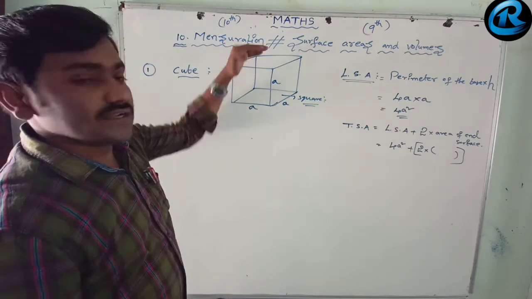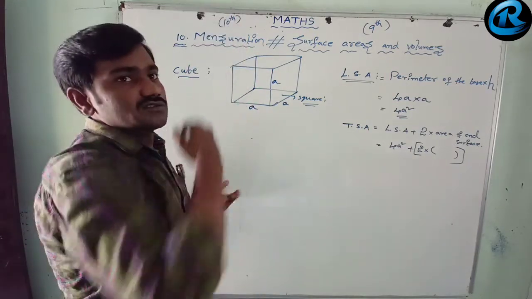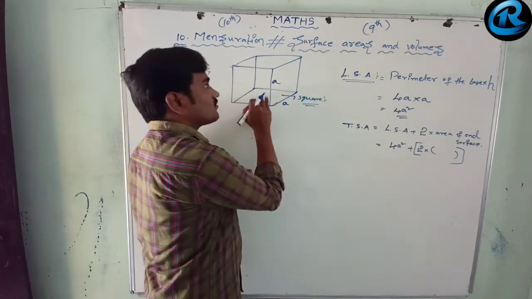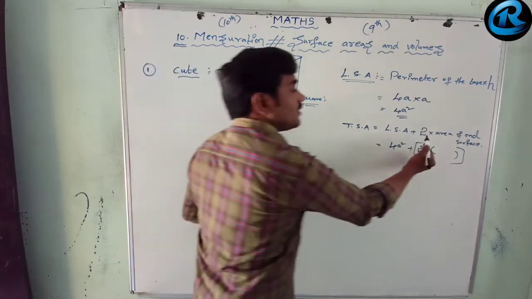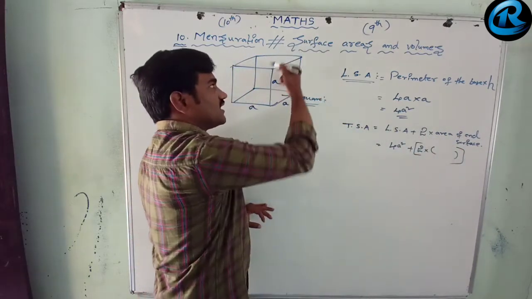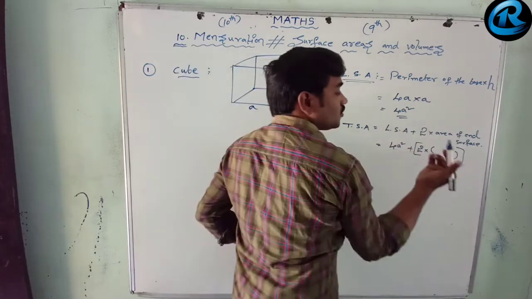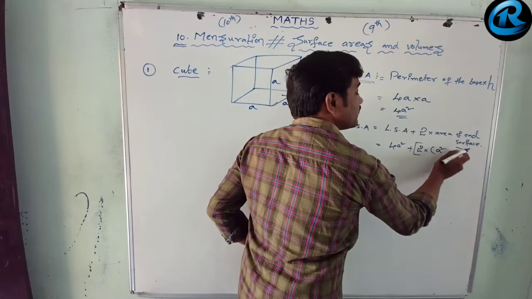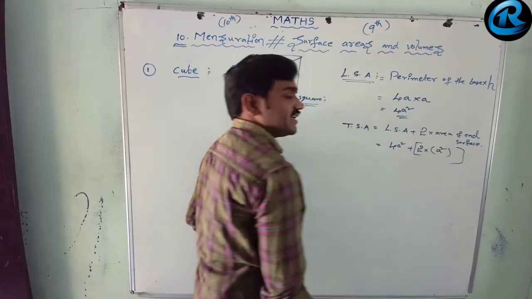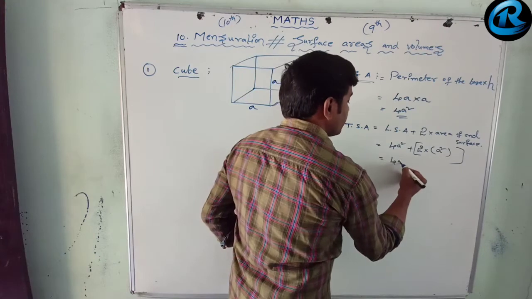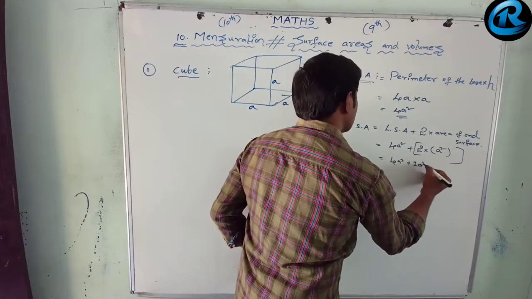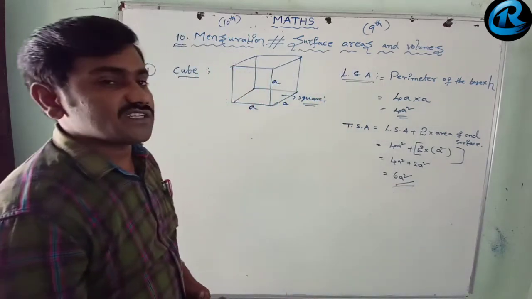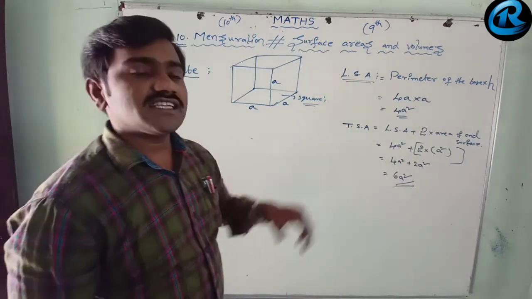The end areas, the top and the bottom, are both in the square shape. That's why I have taken 2 into the end surface area. The area of a square is side into side, that is a into a, which is a square. So we write 4a square plus 2 into a square, that is 2a square, which equals 6a square. And this is the formula of the total surface area of the cube, 6a square.